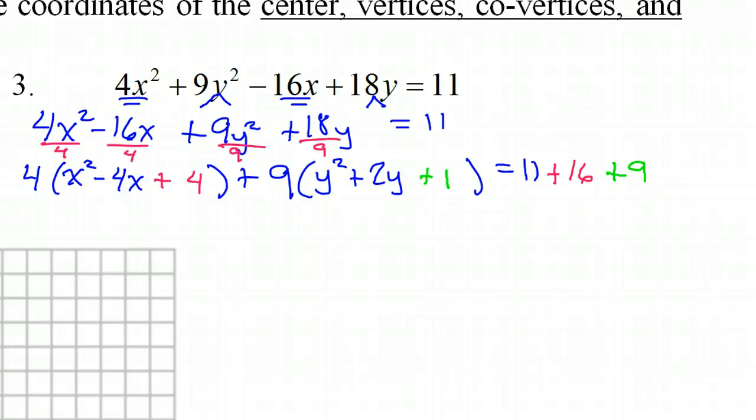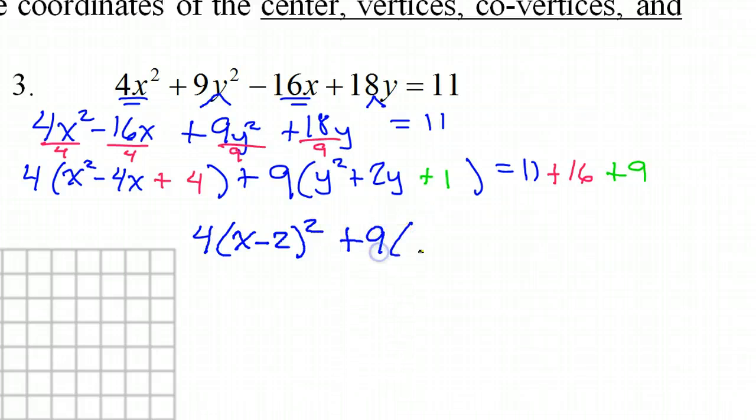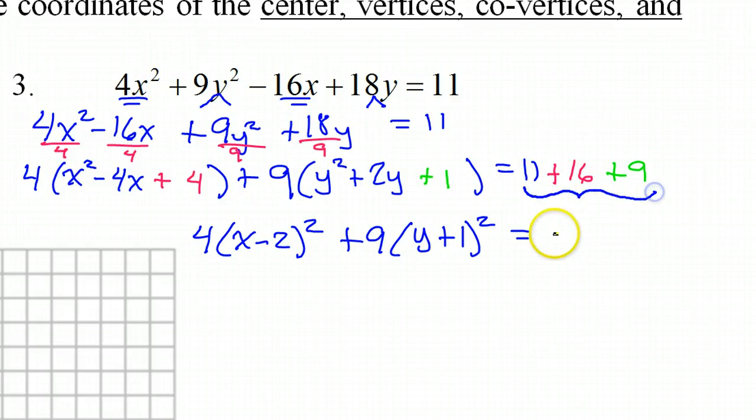Okay, now pulling things together here. Here I've got 4 times, and this is going to factor as (x minus 2) squared. And then I'll have 9 times (y plus 1) squared. Okay, putting all these together, we are going to get 36.